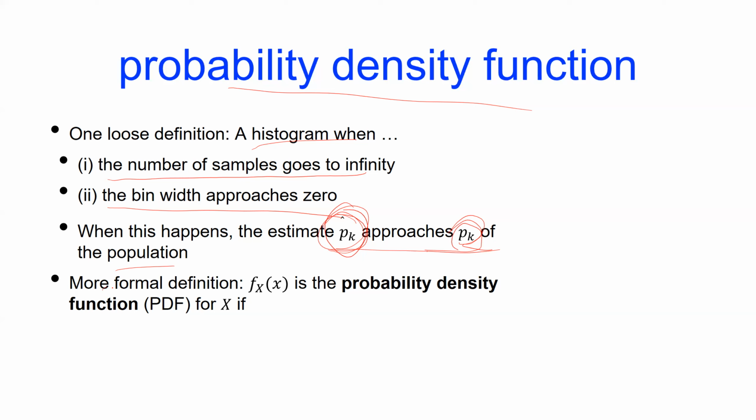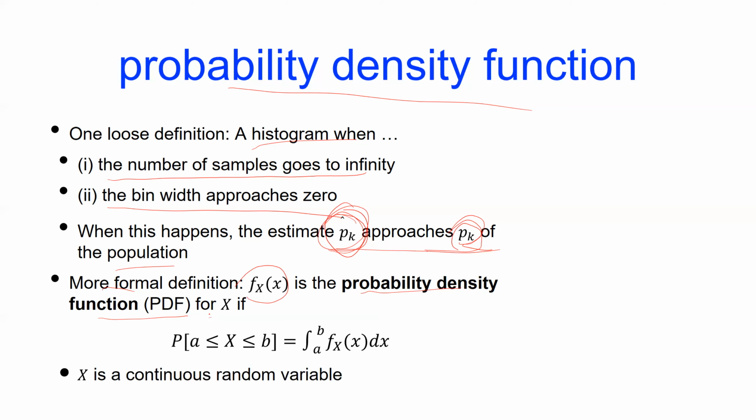So a formal definition would be: f of x is a probability density function for x if the probability of this random variable staying within a range equals the integral of this density function. Okay, so I will give more explanations. Don't worry about it if this is a very mysterious concept to you.